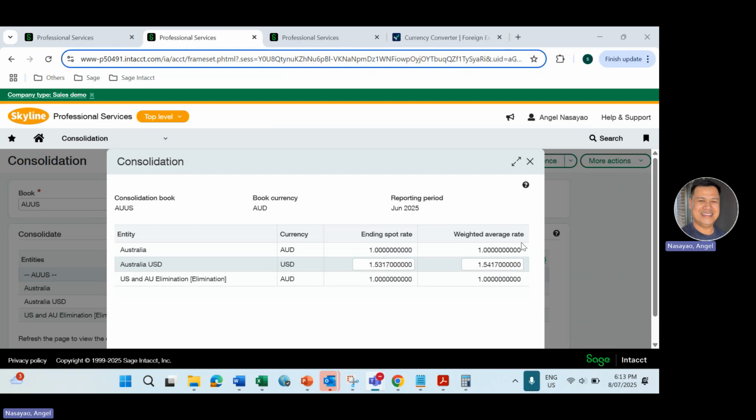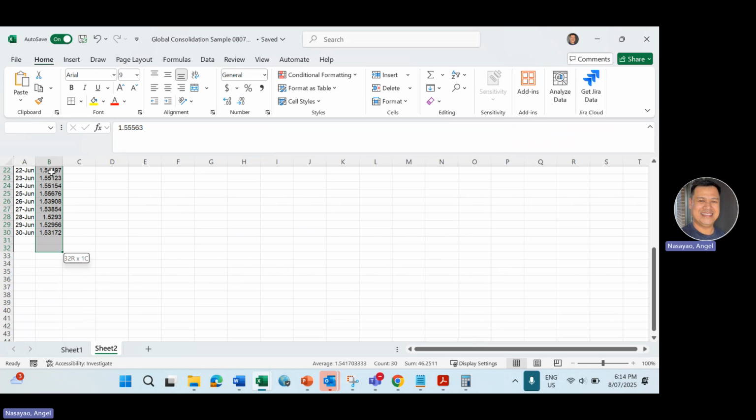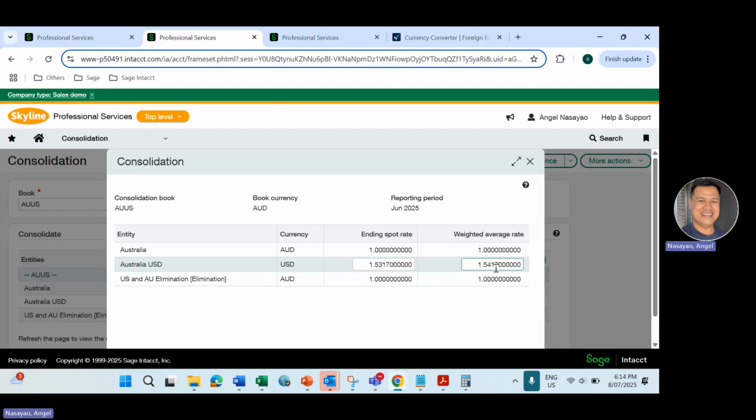All right, so this one here, let's validate the amount is 1.5417. That's what we can see here. If I look at that spreadsheet, let's have a look from 1st of June until 30th of June. And what's the average rate? Yep, you can see here it's 1.5417. If I go back to Intact, it's 1.5417.